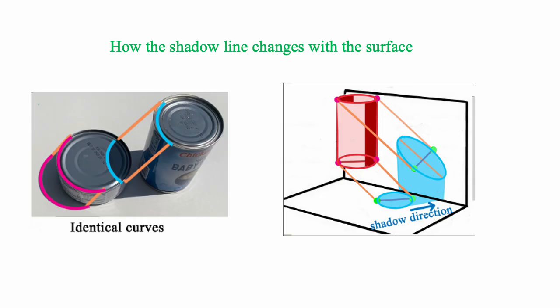The arc on this can is nearly identical to its shadow because the tops of the cans are parallel and the light rays are parallel. Similarly, this arc is very similar to its shadow on the ground.